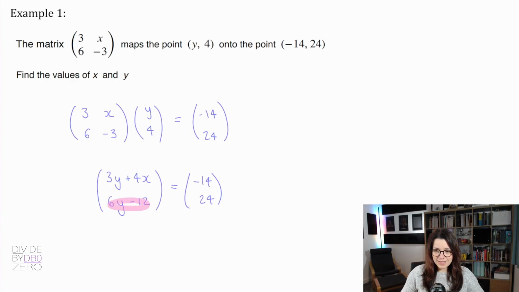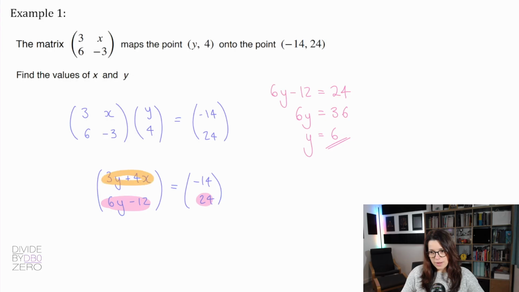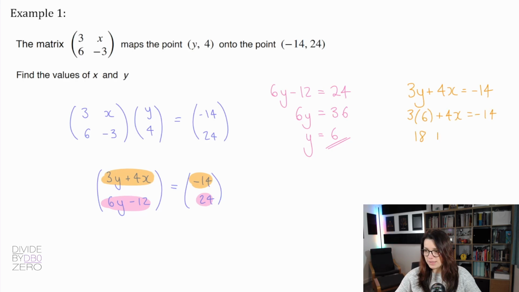Let's start with 6y - 12 has got to be equal to 24. When we solve that, we get 6y equals 36, therefore y is 6. Next, we can look at the top line. 3y + 4x is equal to negative 14. Now that we know what y is, we can just pop that in. So 3 times 6 plus 4x equals negative 14, and therefore, when you rearrange, you get x is negative 8.